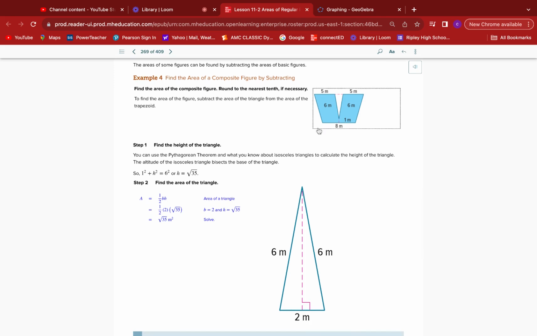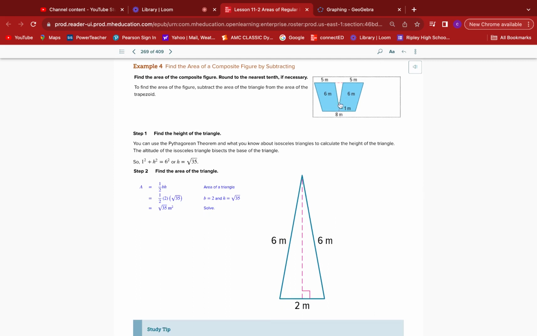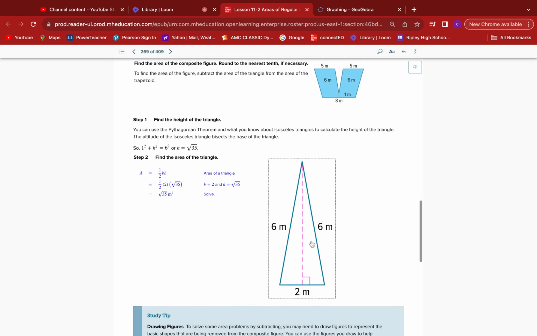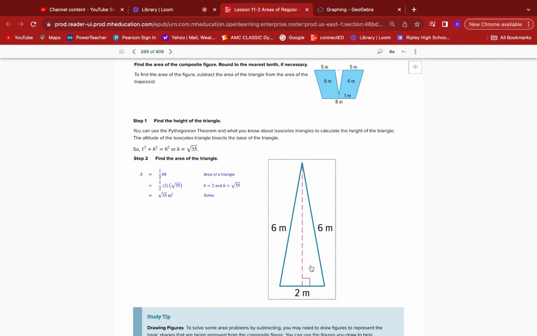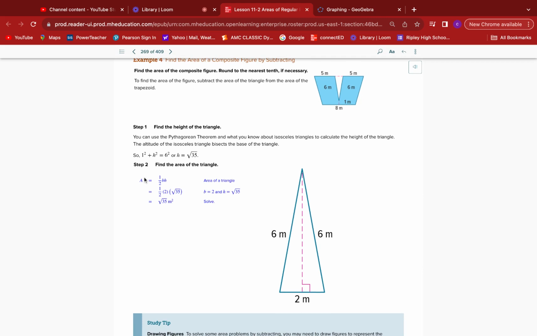All right, step number 1, we got to find the height of the triangle. So it looks like they took this little triangle, this unshaded part, and they turned it upside down so we could figure out, I guess, the height of the triangle. And we need it because the formula for a triangle is one half base times height. So it looks like we needed the Pythagorean theorem to find the height.